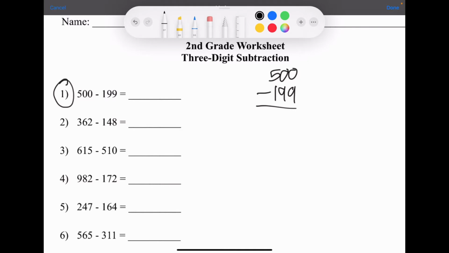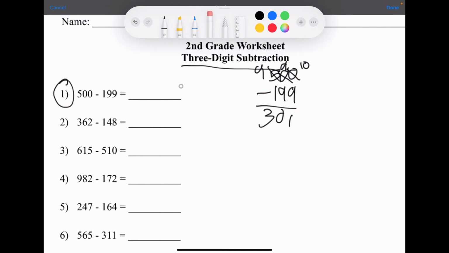Because you can't do 0 minus 9, you're going to have to change the 0 into 10. And 10 minus 9 is 1. And because we already turned this 0 into 10, we have to turn the next one into a 9. 9 minus 9 is 0. And we turn this into a 4 because we took it. So 4 minus 1 is 3. So we're going to get 301 for question 1.